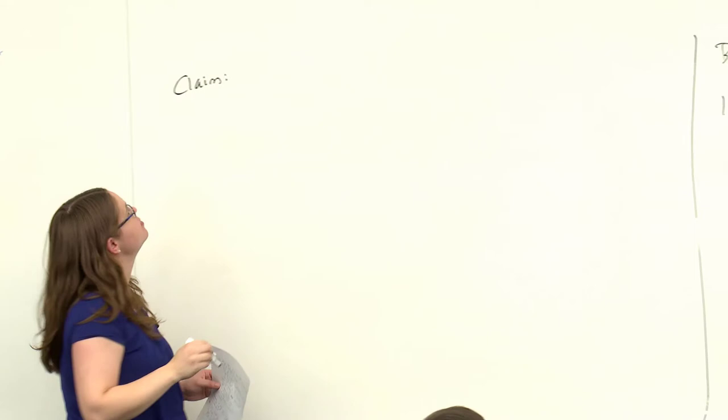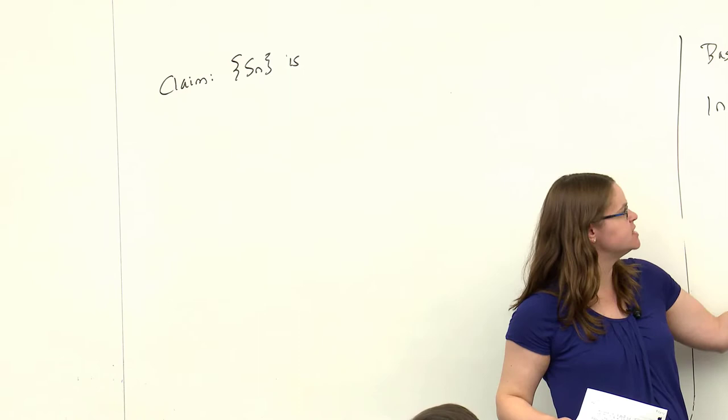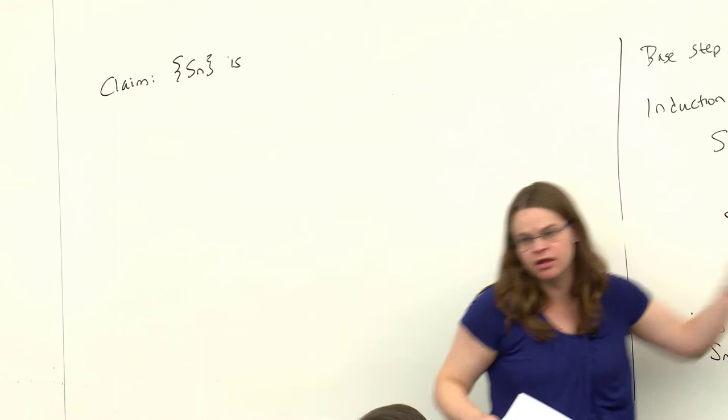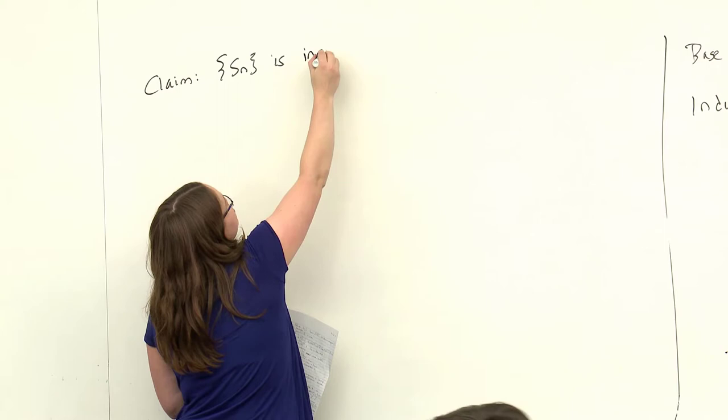So the claim is that Sn is... right, so I picked the endpoints. I guess what I didn't do is say that Sk plus 1 is bigger than Sk, right? And that's what I really needed for monotonic. Not just that the right-hand side is some monotone function, but that it gives me a new bigger value. But indeed, it's not that complicated to show in this case. So my claim is going to be that Sn is increasing.